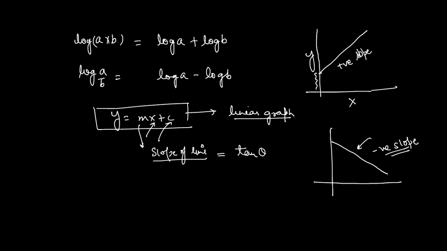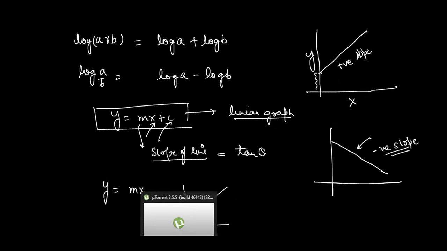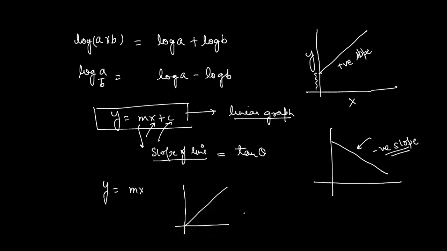If this means we are going to have some equation like y = mx only, and c is 0 here, then the graph of that line will start from the origin, okay, with positive slope. If m is positive, then we are going to have this one. Got it? Yes, sir. Okay.